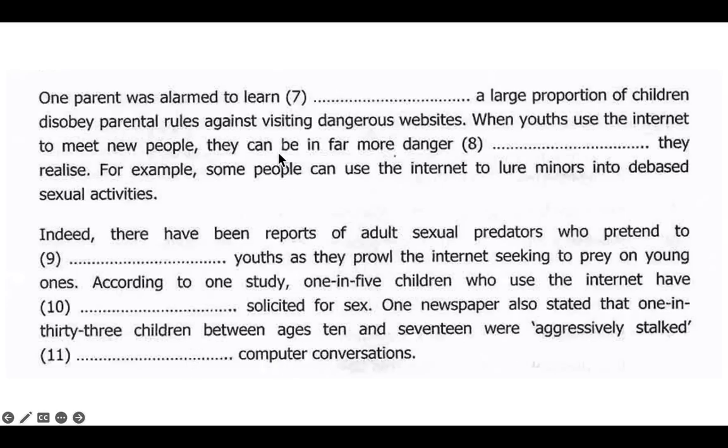Okay, so now after reading through, we can go on to apply the appropriate word. Always remember to skim through, brainstorm, and then apply the appropriate word. Let's go through again. One parent was alarmed to learn that. So that's the preposition I'm using.